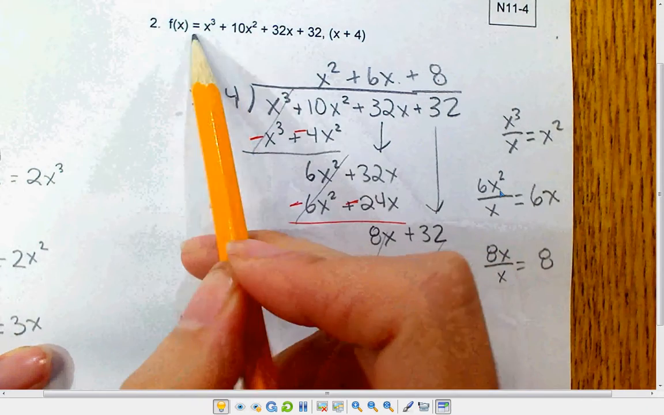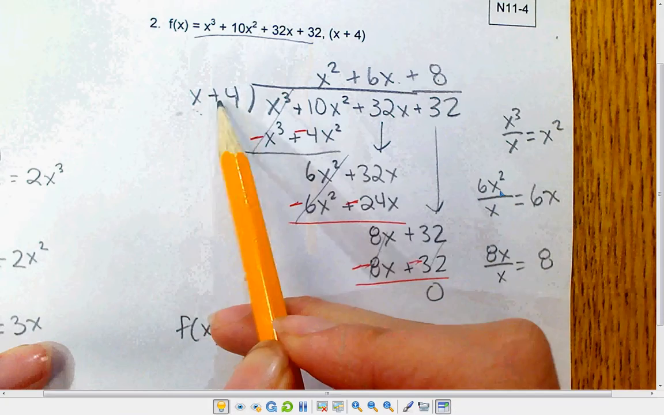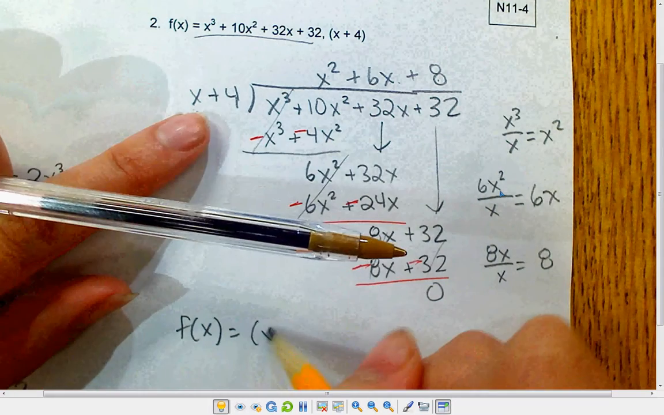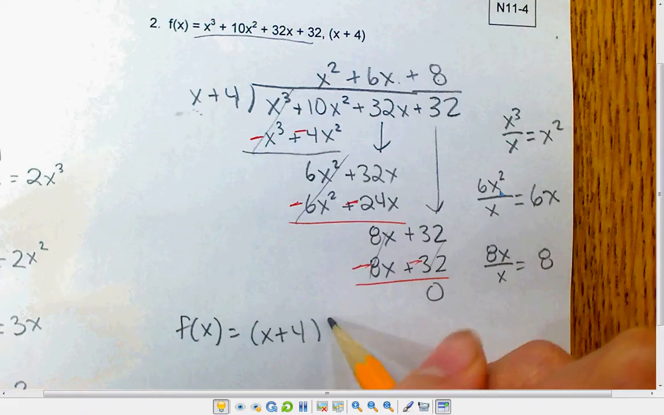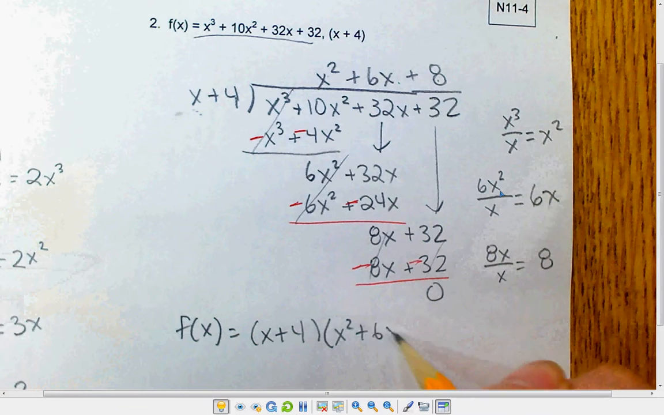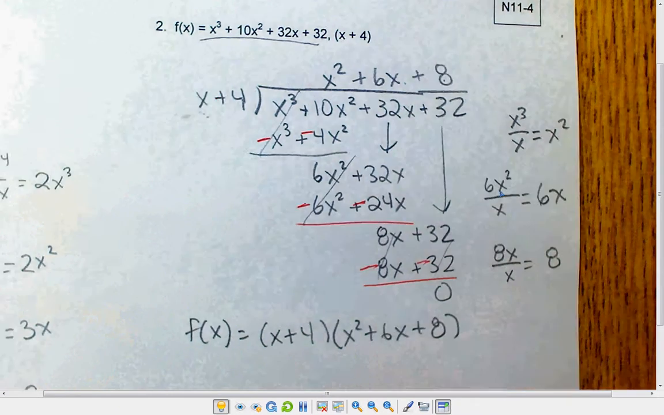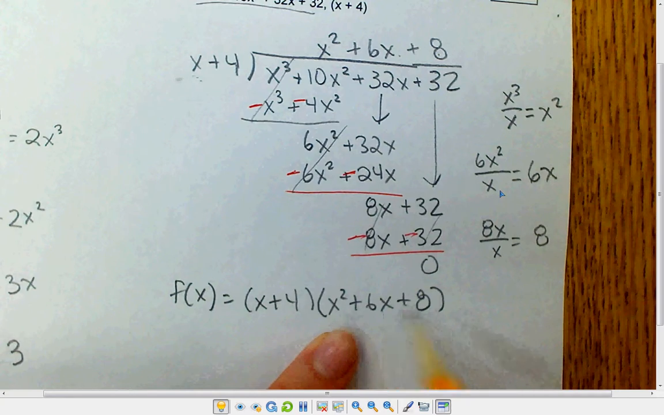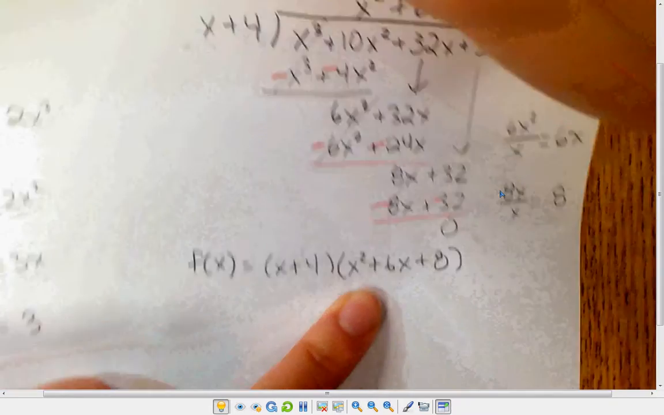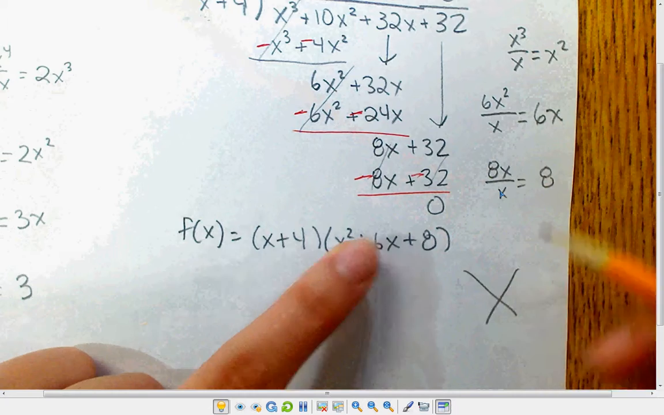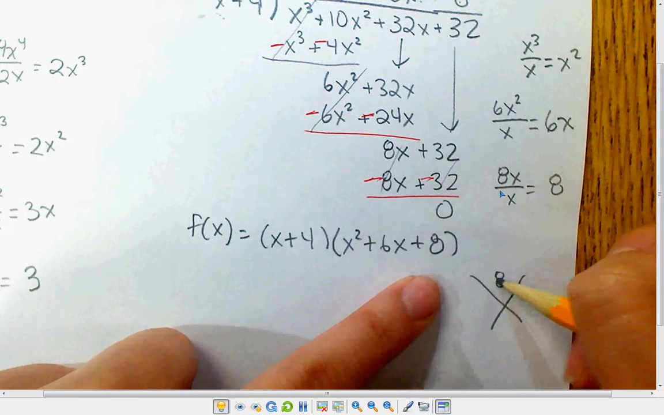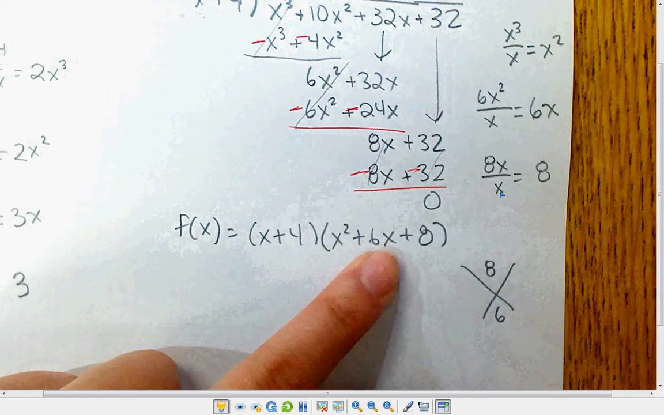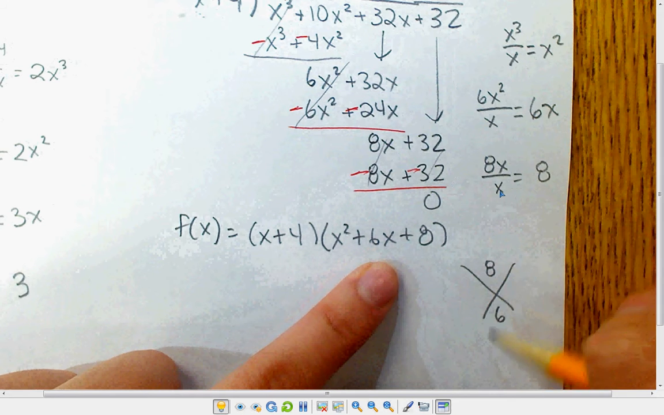So I can rewrite f of x. This entire long function right here, I can rewrite using x plus 4 and x squared plus 6x plus 8. And let's see if we can factor this out any farther. This is a trinomial right here, right? So we can factor this out by doing the x box. So a times c goes on top. This is 8. B goes at the bottom. What multiplies to give you 8 and adds to give you 6?